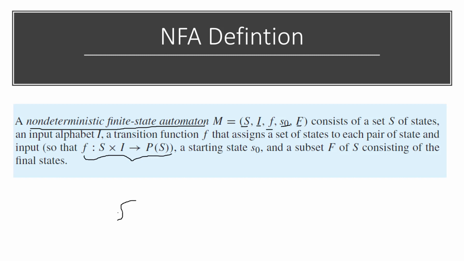For instance, we can have a function which goes from state Q0, and when given the symbol A, it could go to not just a single state, but a set of states like Q0 and Q1. So notice this is a subset of the power set of S.